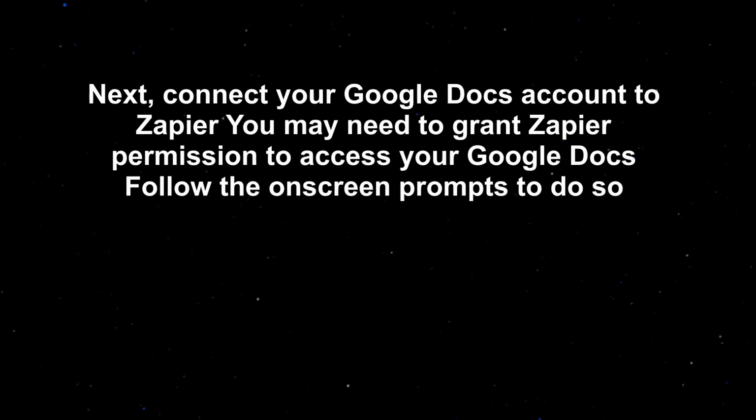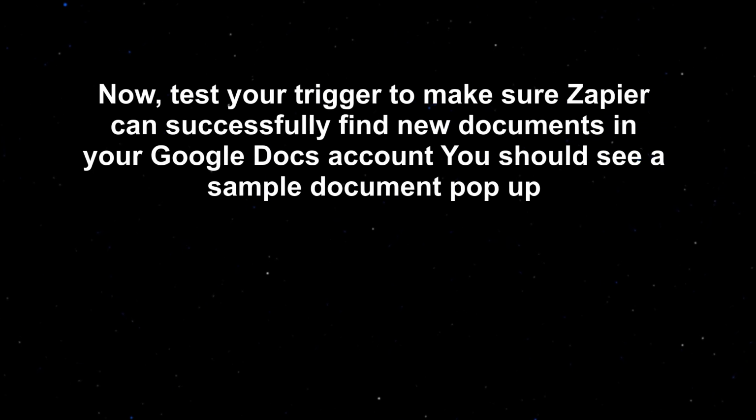Next, connect your Google Docs account to Zapier. You may need to grant Zapier permission to access your Google Docs. Follow the on-screen prompts to do so. Now, test your trigger to make sure Zapier can successfully find new documents in your Google Docs account. You should see a sample document pop up.